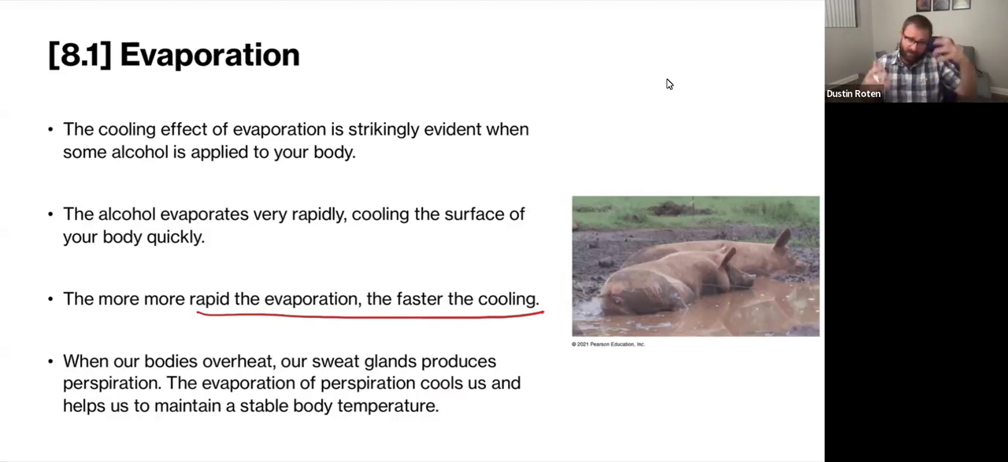So that's actually a natural way that humans maintain a stable body temperature. I have this extra picture over here just as an aside, but pigs actually don't have sweat glands, so that's why they always lay in the mud. They coat themselves in mud, and they use that moisture. As it evaporates, it cools them down.